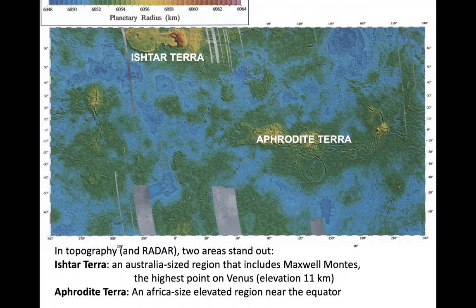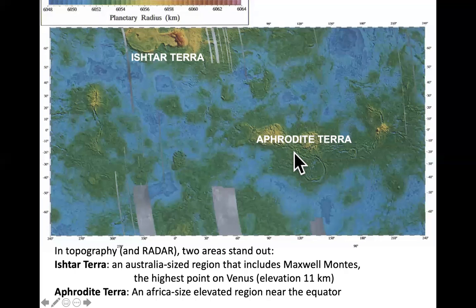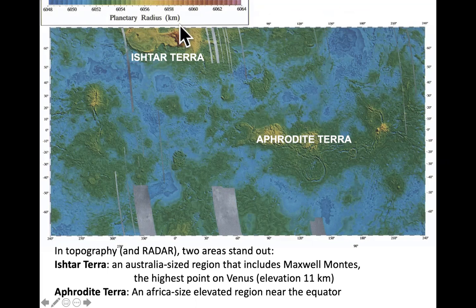Now, looking at this surface, the way it's colored, you might naturally say, oh, this does look a little like Earth. There are regions like Ishtar Terra and Aphrodite Terra, which kind of look like continents. They're elevated regions and they're about the right size. Aphrodite Terra is about the size of Africa. Ishtar Terra is about the size of Australia. But if you look more closely, there's radical differences between this and Earth.